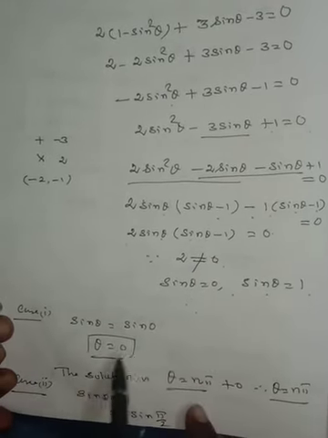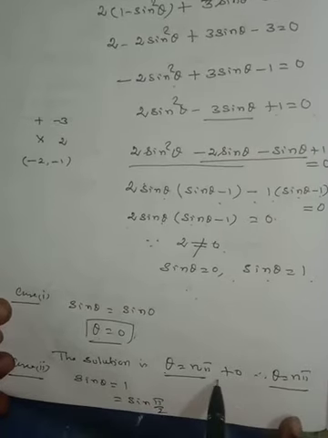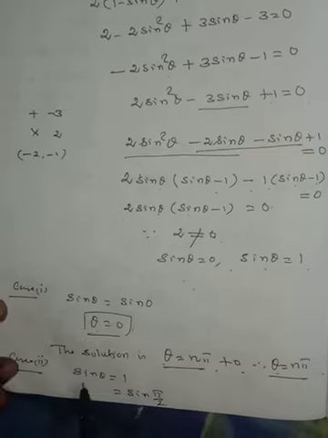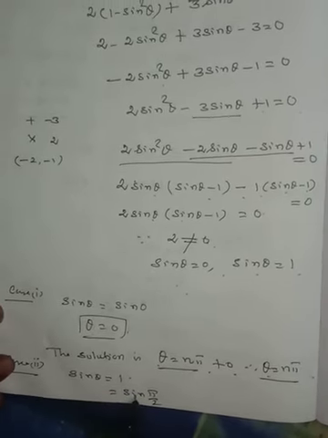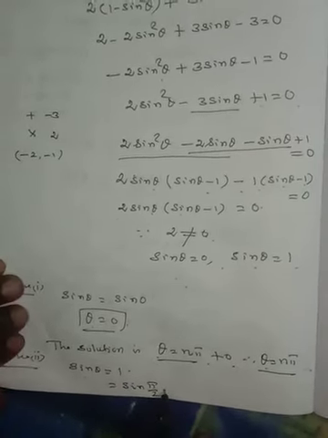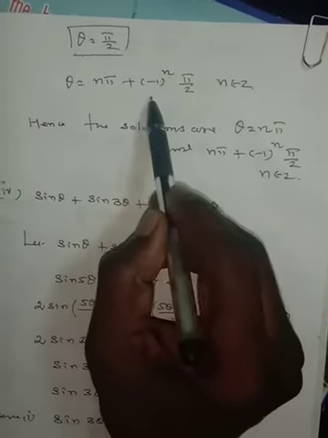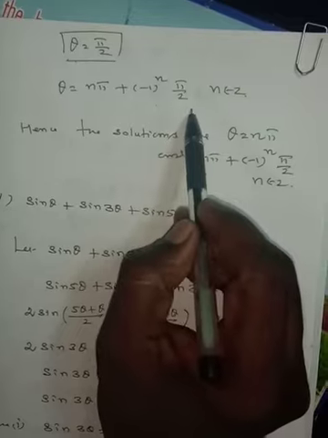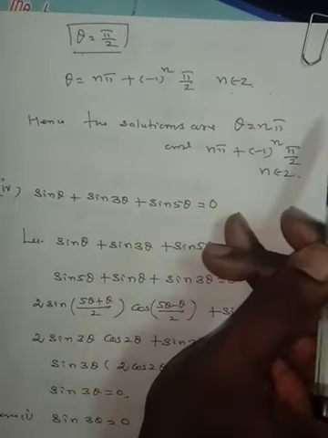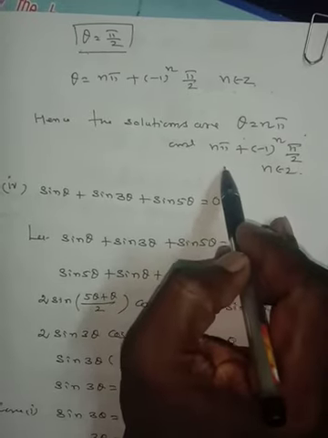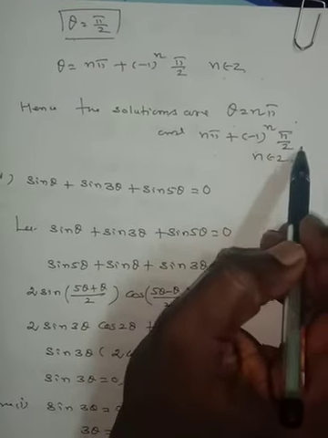Therefore, case number 1: sin theta is equal to 0. The solution is theta is equal to n pi. Case number 2: sin theta is equal to 1, that is sin pi by 2. Taking sin inverse on both sides, we have theta is equal to pi by 2. Theta is equal to n pi plus minus 1 whole to the power of n, pi by 2, n is an integer. Hence the solutions are theta is equal to n pi and n pi plus minus 1 whole to the power of n into pi by 2.